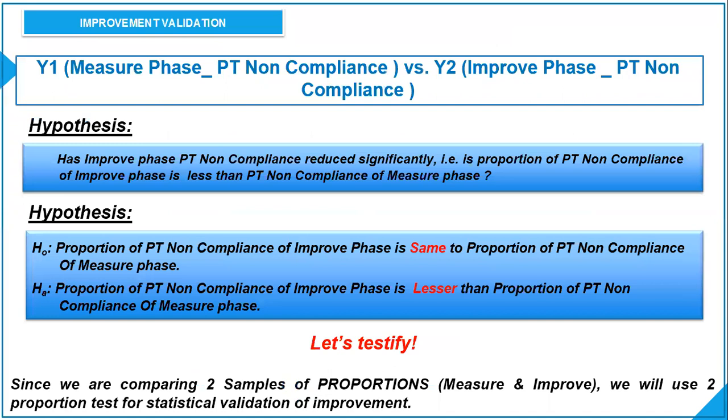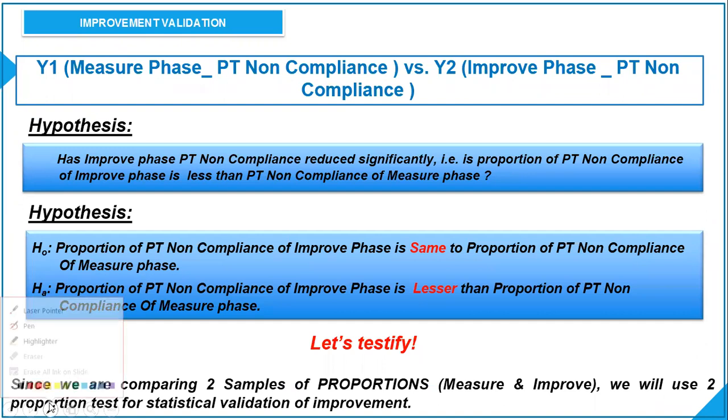Right. So we have decided which test to be utilized or executed. Let's understand the hypothesis. Our hypothesis is: has improved phase PT non-compliance? By the way, we are talking about PT non-compliance. That's our current case, right? We continued with that case from the define phase. PT non-compliance is the metric, or project Y, we are considering over here. So our hypothesis is: has improved phase PT non-compliance?